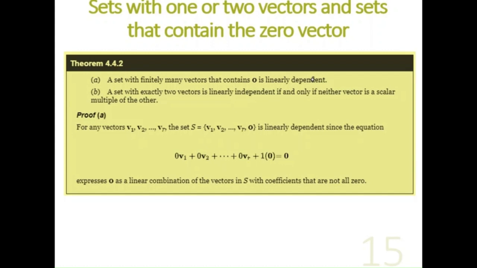In part B, it says a set with exactly 2 vectors, so that's important terminology here. It says exactly 2 vectors is linearly independent if and only if neither vector is a scalar multiple of the other. So if you have this set that just has 2 vectors and one of them's a scalar multiple of the other, well then they are not going to be linearly independent. So it can be linearly independent if and only if they are not a scalar multiple of one another. So let's go ahead and look at this in terms of our figures here that really present this to us geometrically.